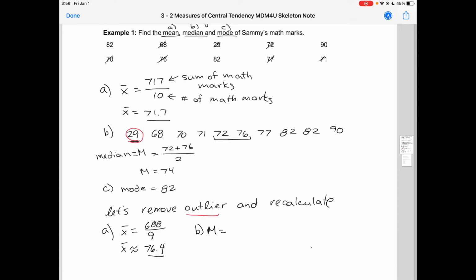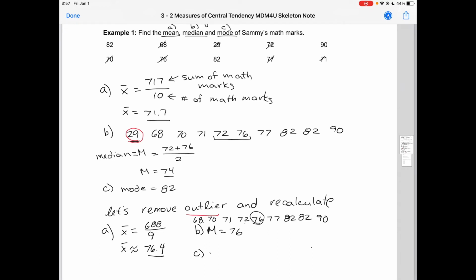In order to do that, I'm going to look back up here. Let's rewrite our data set here, just above. So 68, 70, 71, 72, 76, 77, two 82s, and then a 90. So now I have an odd number. So I actually do have a middle number, 1, 2, 3, 4, 5, this one right here. I've got 4 pieces of data on either side. So that means my median is 76, not that different than my original median that I calculated.